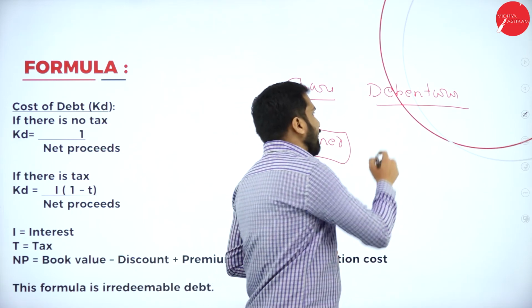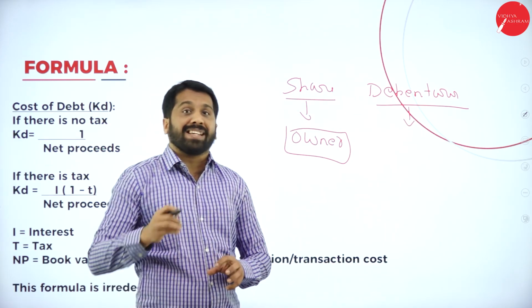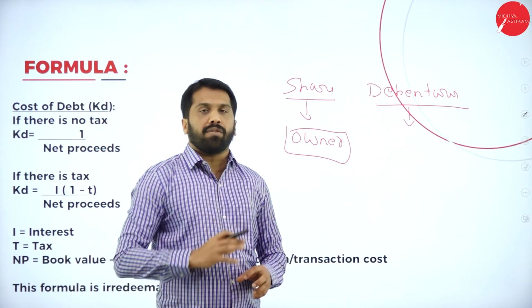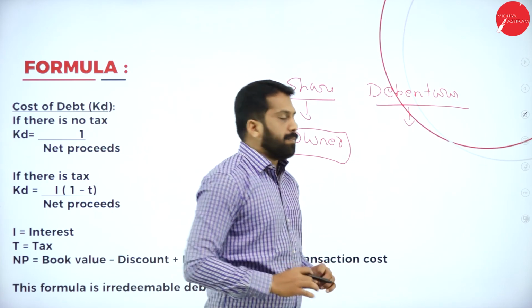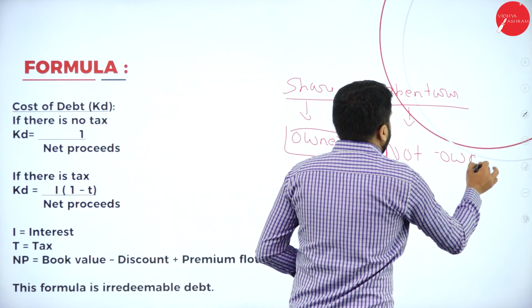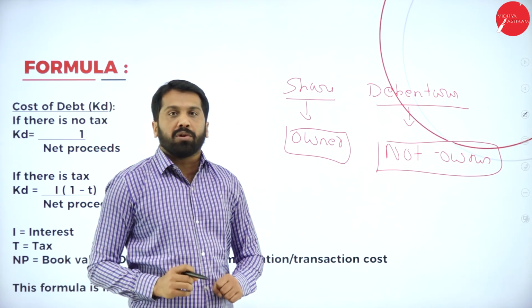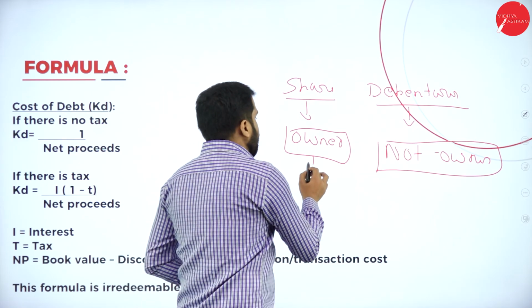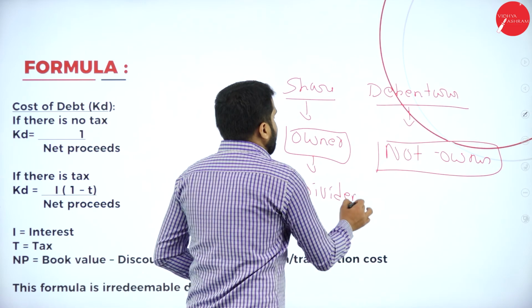Now, what is the second one? Debenture holders. Debenture holders are only money givers, lenders of money. So they are not called owners of the company. Now, what will the shareholders get? Shareholders will get dividend.